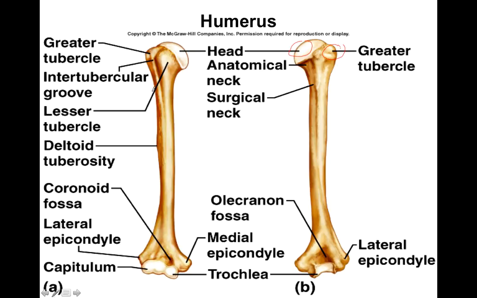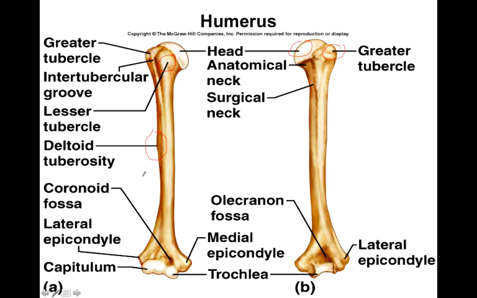The lesser tubercle, which is a smaller one, is inferior to the greater tubercle, also a place for muscle attachment. Deltoid tuberosity. Remember this tuberosity, this rough projection that is about midway down the diaphysis of the humerus. This deltoid tuberosity is where your deltoid muscle inserts. That's your big shoulder muscle.